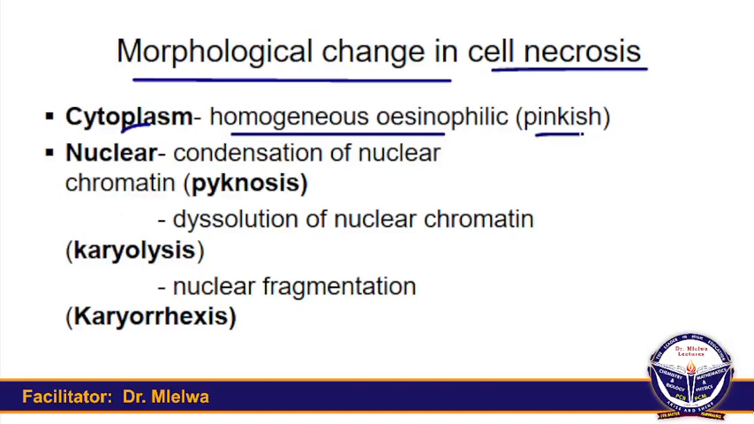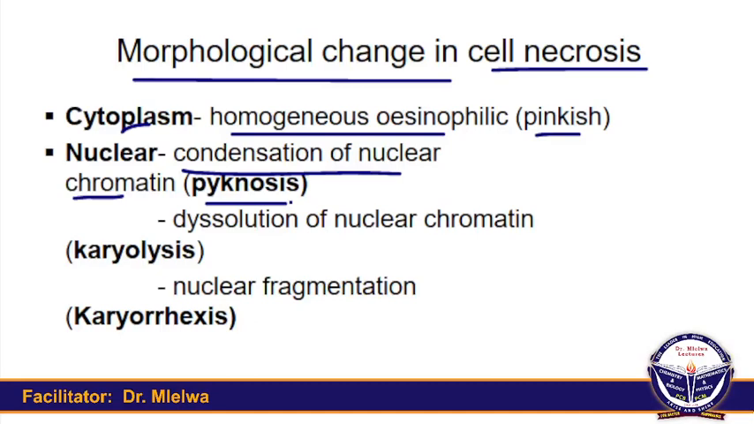Eosinophils zitaonekana. Lakini pia tutakuwa tuna nuclear condensation, condensation of nuclear chromatin ambayo inaitwa pyknosis. Nishazieleza hizi terminology kwenye session iliyopita. We have pyknosis, karyolysis na karyorrhexis. Unaona?